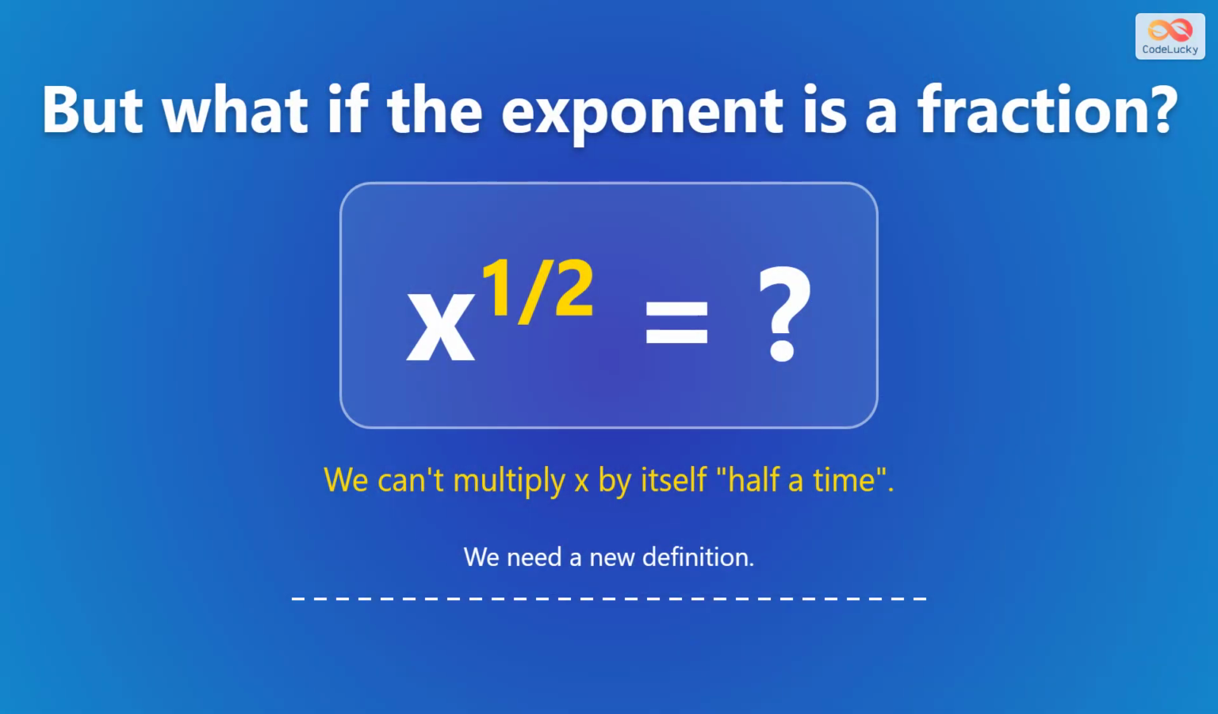But what happens when the exponent is a fraction? Like x to the power of 1/2, we cannot multiply x by itself half a time. That doesn't make intuitive sense. So, we need a mathematical definition that fits with the rules we already know.